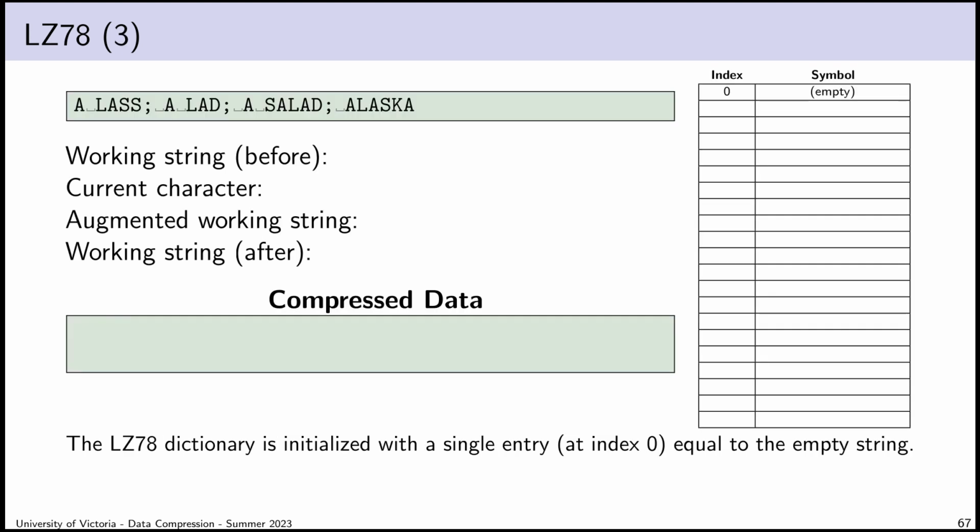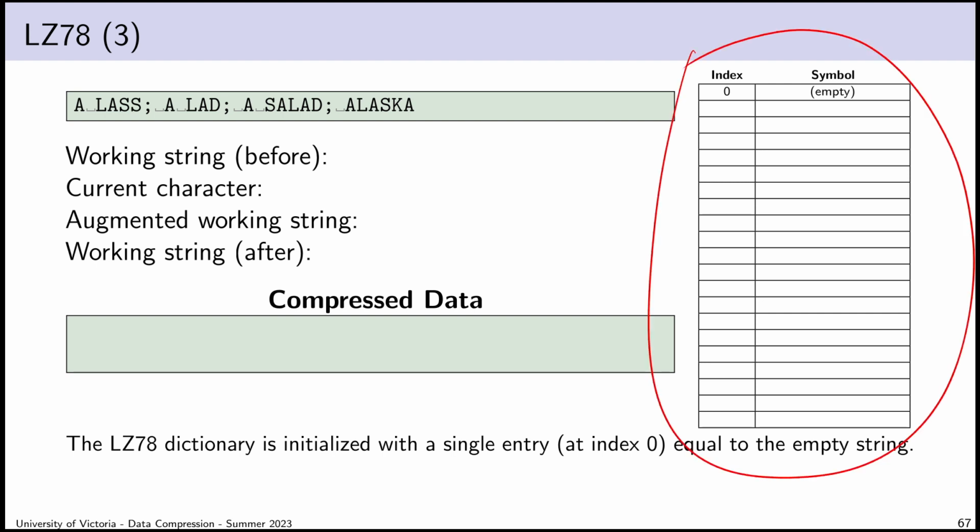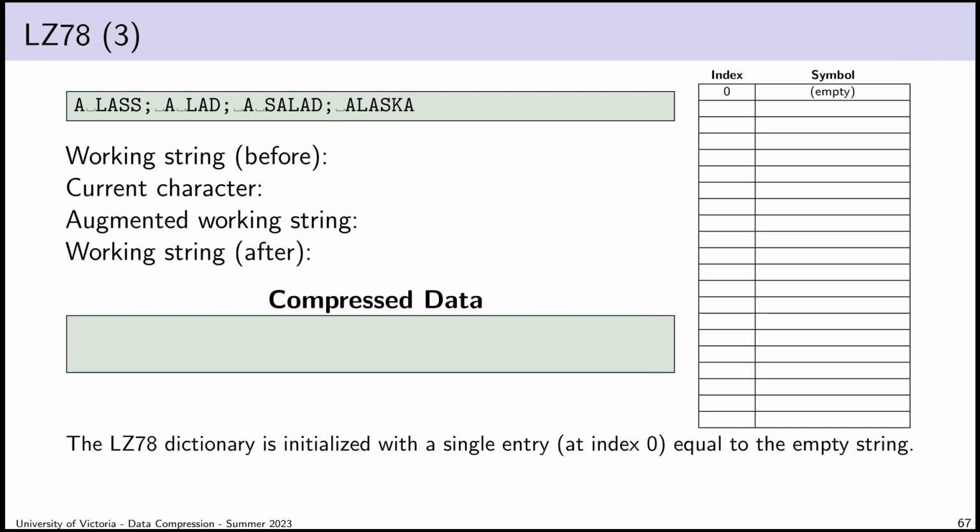This looks pretty familiar. So for LZ78, we need to have a symbol table. There it is. We need to keep track of a working string and the current character. At each step, we're going to augment our working string, and then we're going to have a new working string when we're done. Unlike LZW, in LZ78, the dictionary, the symbol table, is initialized with only one value, which is the empty string at index 0. And like in LZW, we want the invariant that at the beginning of each step, whatever the working string is, will always be something in my symbol table. So at every step, the working string is in my symbol table somewhere.